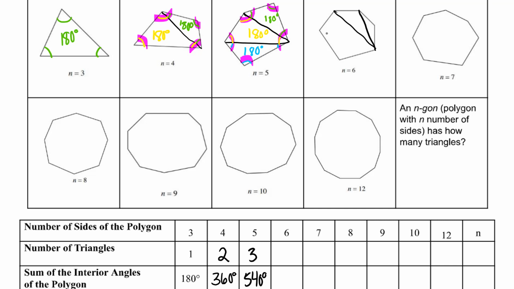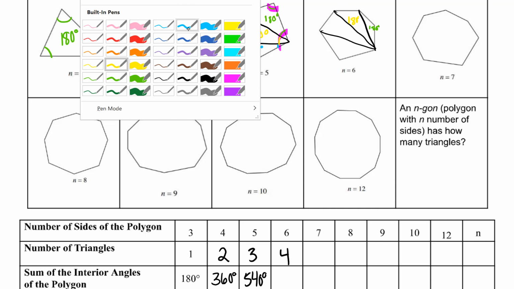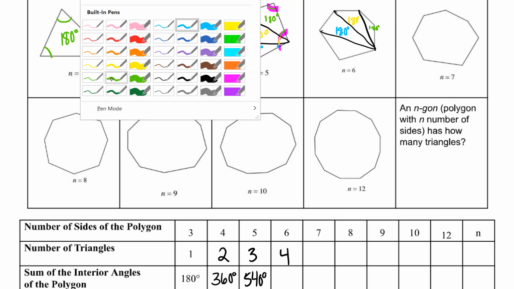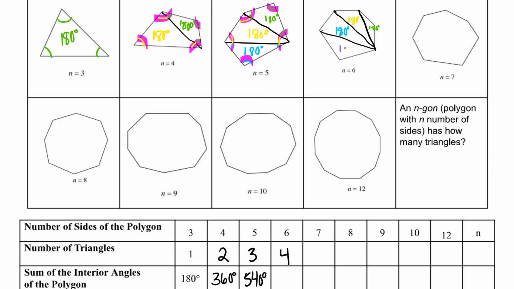Here we have a six-sided polygon. That would be a hexagon. And that can be split into four triangles. Now I know that each triangle has an interior angle sum of 180, so if a hexagon has been split into four triangles, then the interior angle sum for a hexagon should be 180 times 4, and that is 720. Go ahead and continue drawing the rest of your triangles and filling in this table.